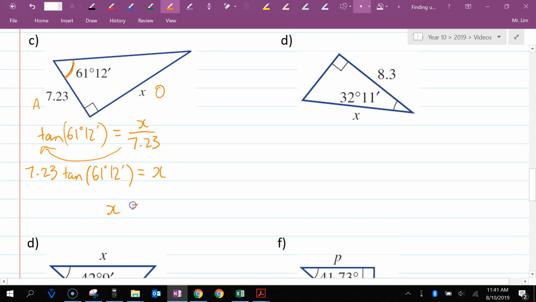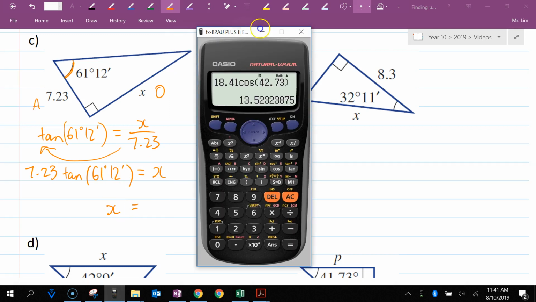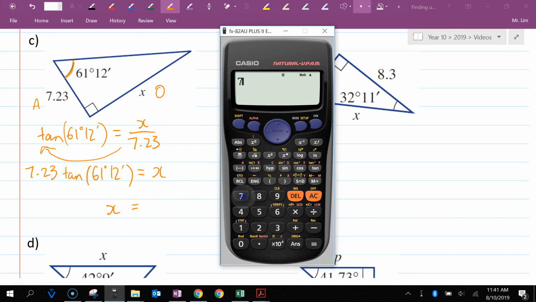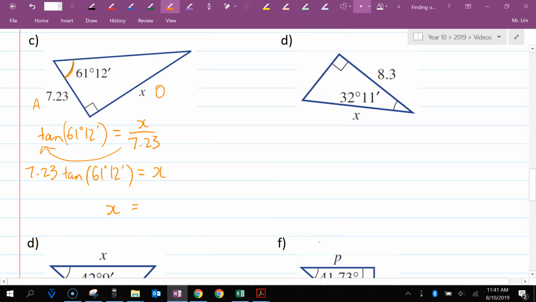And now we can put that into our calculator and see what we get. 7.23 tan of 61 degrees 12 minutes. So remember, you have to use this bubble button for degrees and minutes. Press equals, and we have an answer, 13.15 to 2 decimal places.